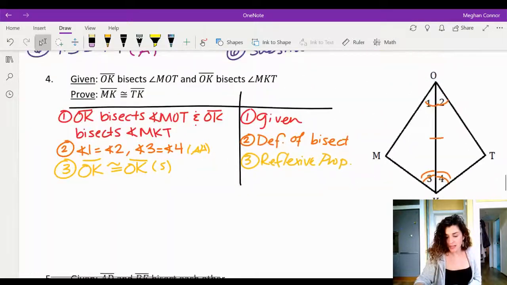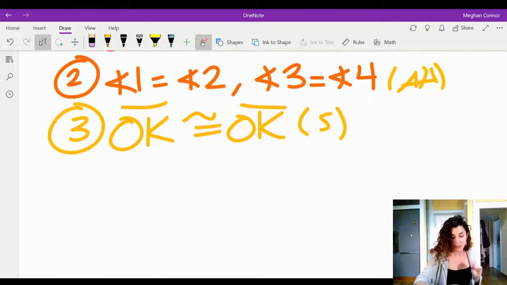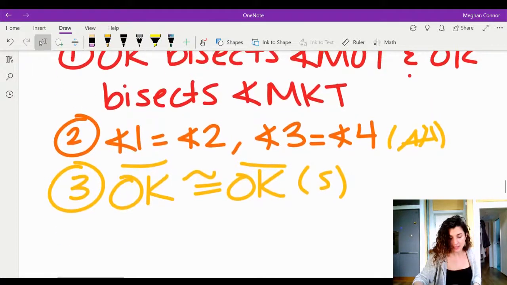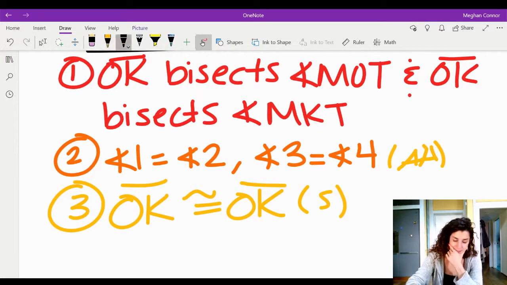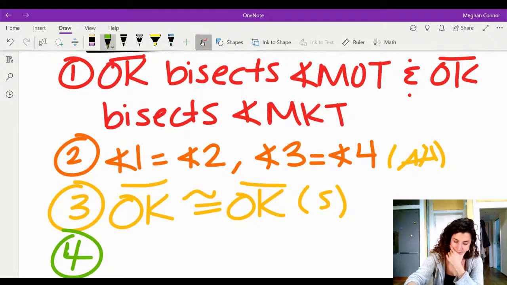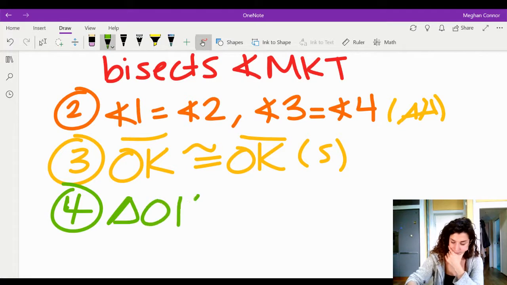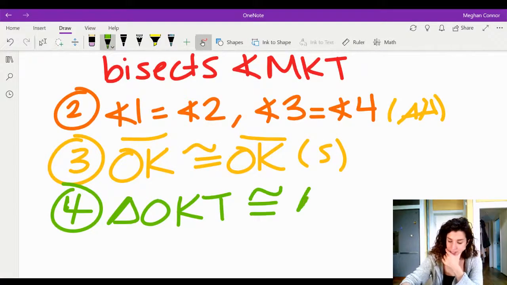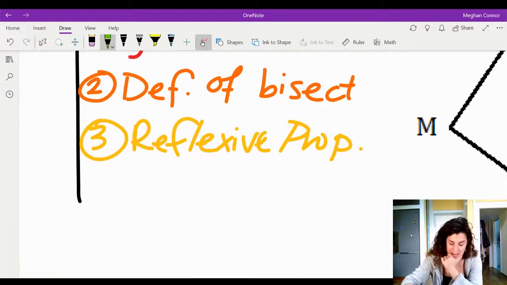All right, and now I've got that, so now I have that those two triangles are equal, which I definitely want to prove. And that is triangle OKT is congruent to triangle OKM. And that's because we had shown angle, side, angle.